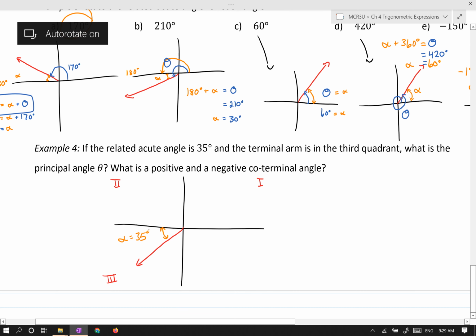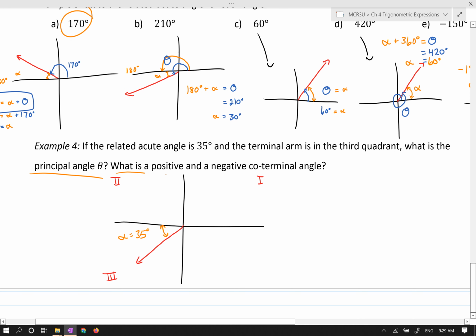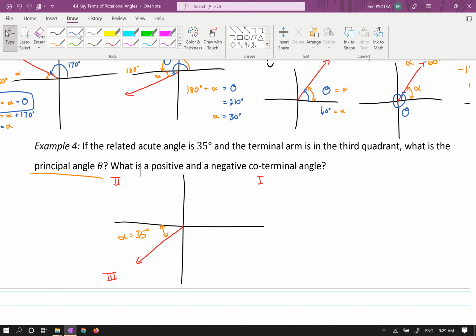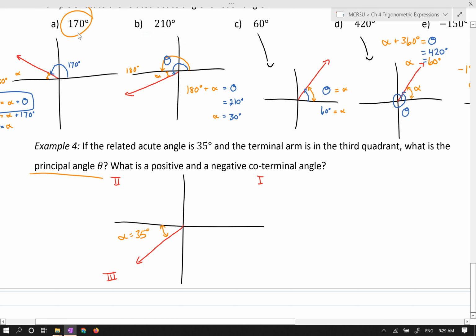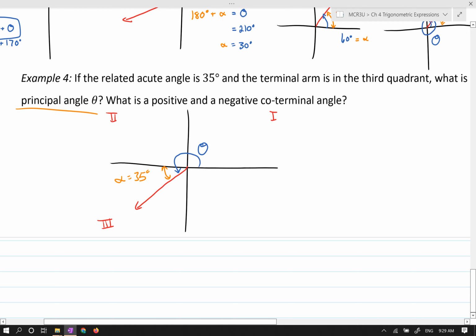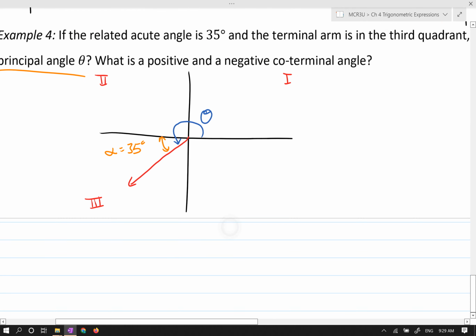Now we need to come up with the principal angle theta. We'll come up with that together. I'll let you folks find your positive and negative coterminal angles on your own. So our principal angle theta, we know we can come up with this by sketching it out. Your principal angle always comes from your positive x-axis. That's your initial arm. It goes in a counterclockwise direction until it hits the terminal arm the first time. So our sketch looks something like this.